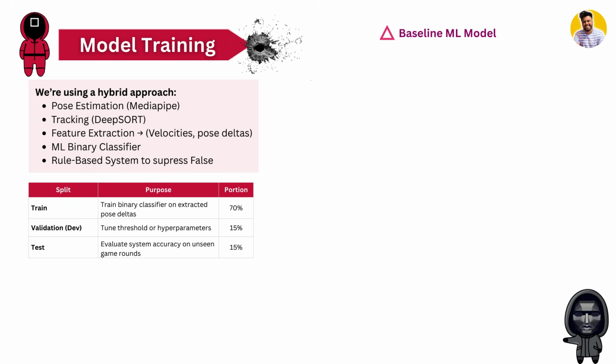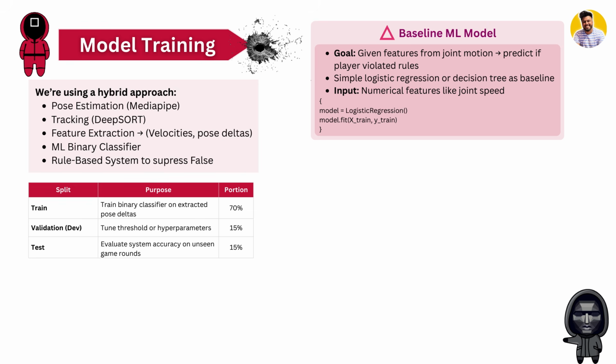For our training set, 70% of the data is train data, 15% is validation, and 15% is test. So to create our baseline ML model, our goal is, if we give some features from the joint motions, to predict whether a player violated the rules or not. It can use a simple logistic regression or a tree-based model as a baseline, and it can take all the numerical features from us and give us the binary output.